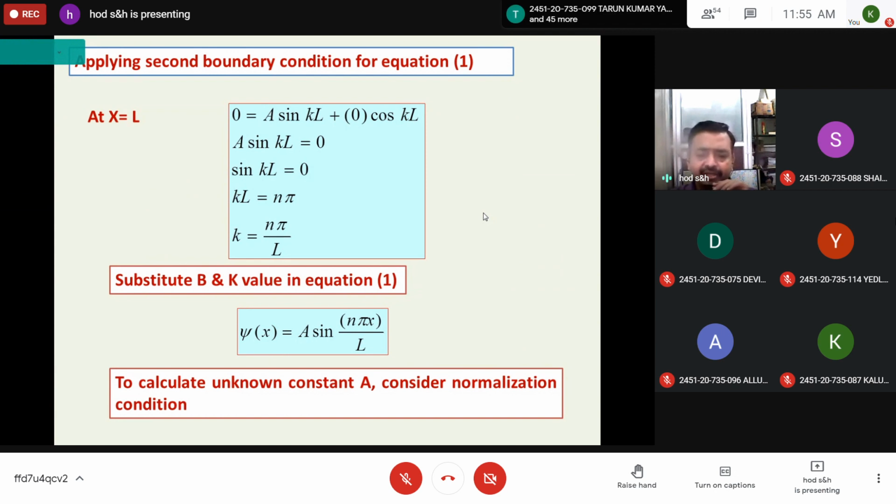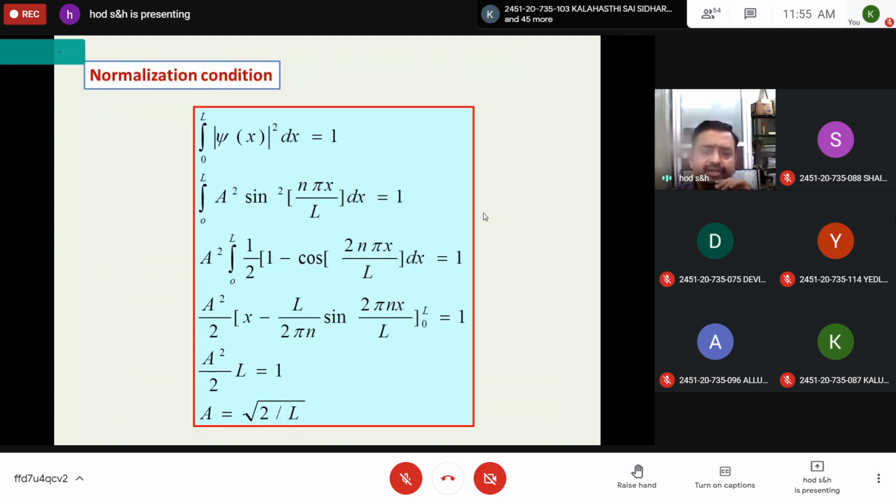Therefore, the wave function associated with the particle in a one dimension box is A sin(nπx/L). To evaluate A, you should apply the normalization condition. The probability of finding the particle inside the box is 1. Therefore, the wave function is called a normalized wave function. The condition for a normalized wave function is the integration from 0 to L of |ψ(x)|² dx is equal to 1. If this is equal to 1, then only it is called a normalized function.